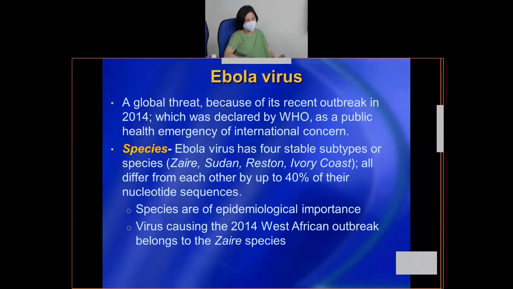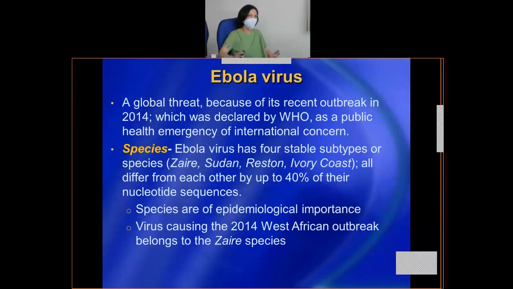We'll come back to the diagnosis later. I just want to tell you that most of the time you may get a short note on Ebola virus or Marburg virus. Ebola virus was declared a public health emergency of international concern in 2014 because of the outbreak. It has 4 subtypes, as I've already mentioned: Zaire, Sudan, Western Ivory Coast, and they differ from each other by up to 40% if you sequence the nucleotides.